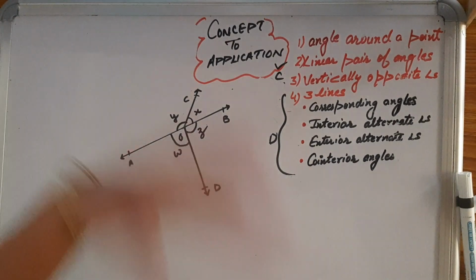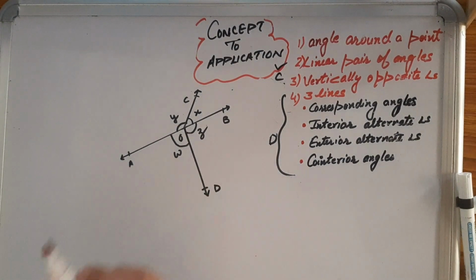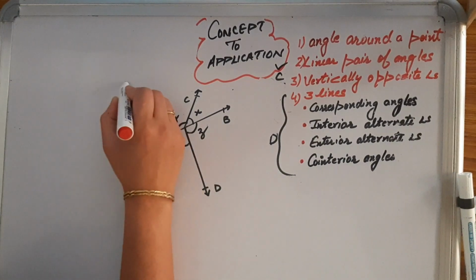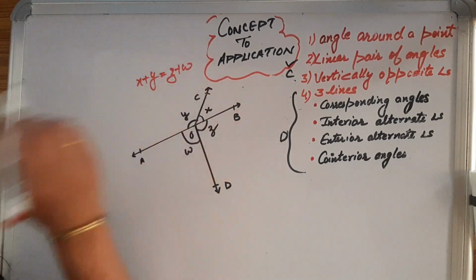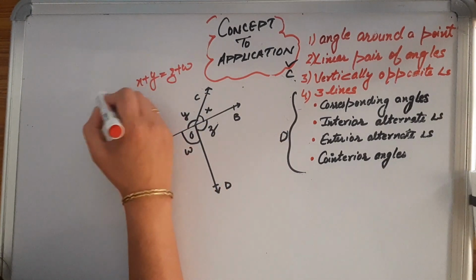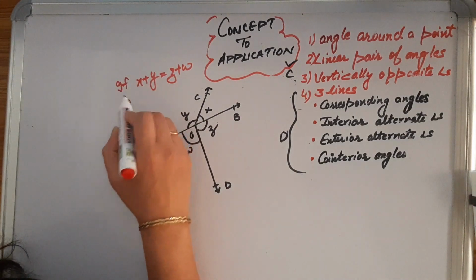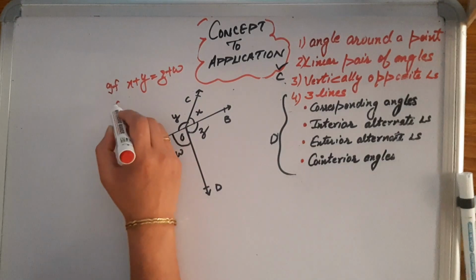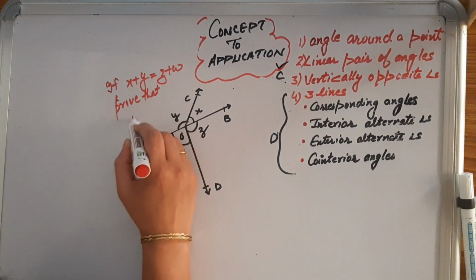So let's start with one more example here, which is this. What does the question say? The question says X plus Y equals Z plus W. Then prove that if X plus Y equals Z plus W, then AOB is a line.